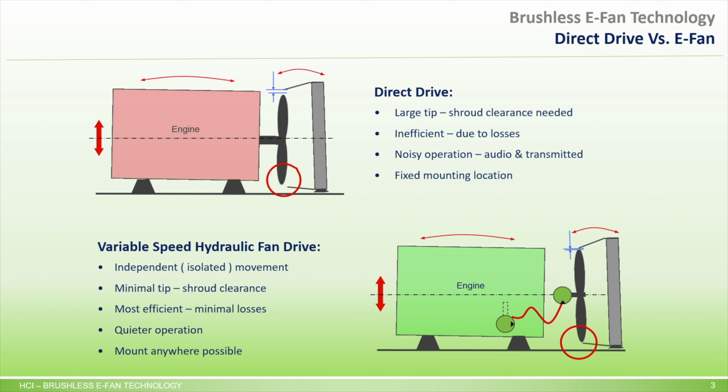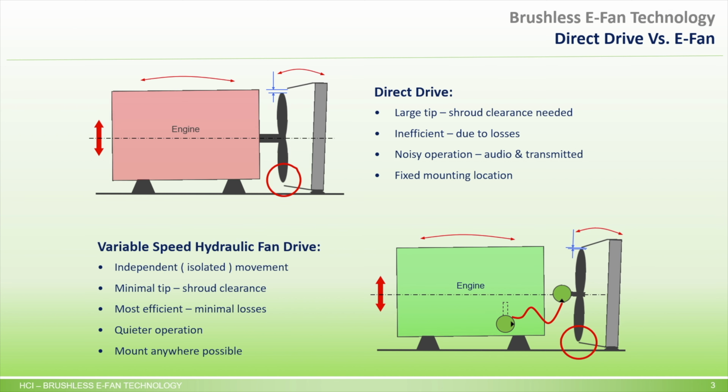There are several applications out there where variable speed hydraulic fan drives are very beneficial. That is why I wanted to show this slide, which compares direct drive fans to variable speed hydraulic fan drives. Some of the key characteristics for direct drive are its inefficiencies, its noisy operation due to the fact that the fan is directly coupled to the engine, and its fixed mounting location right in front of the engine.